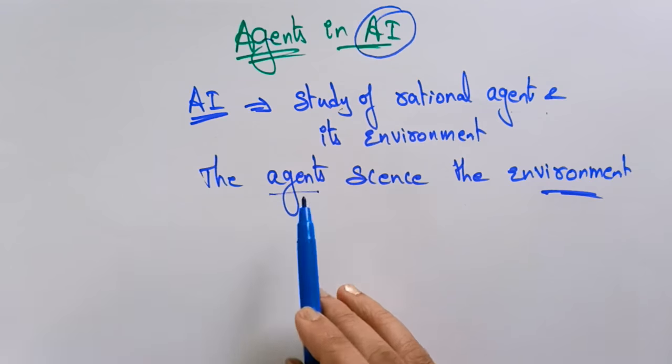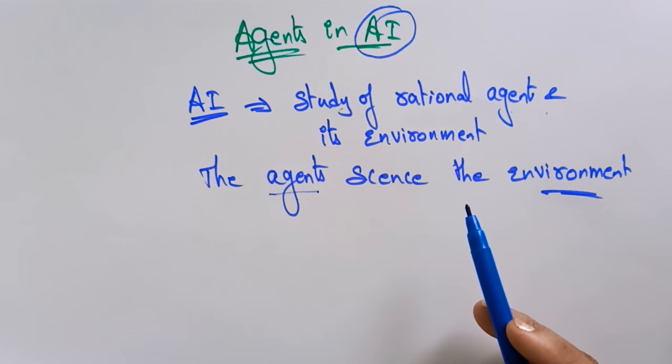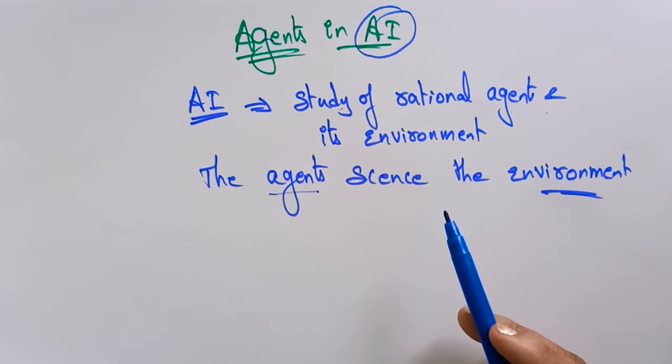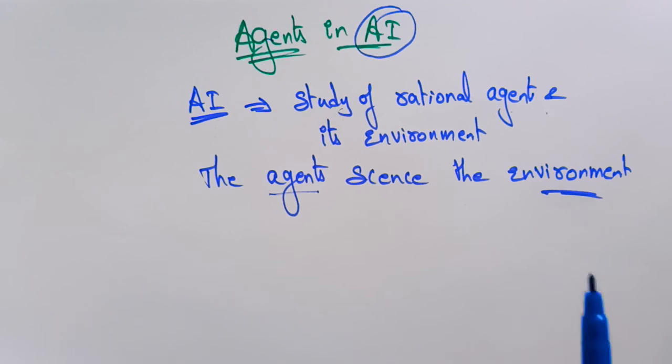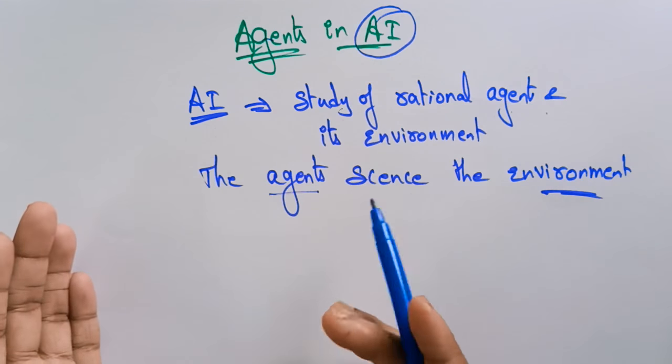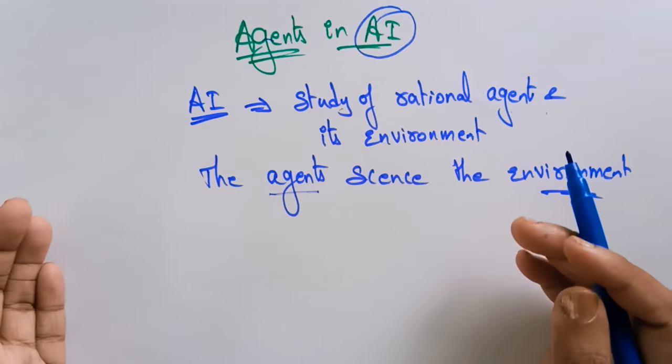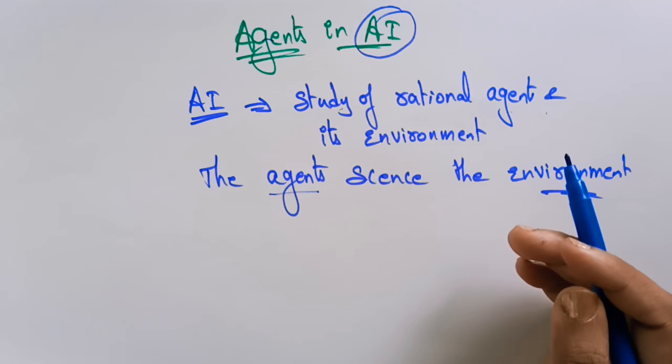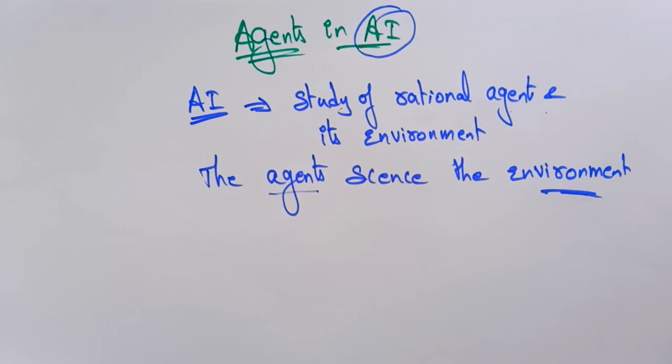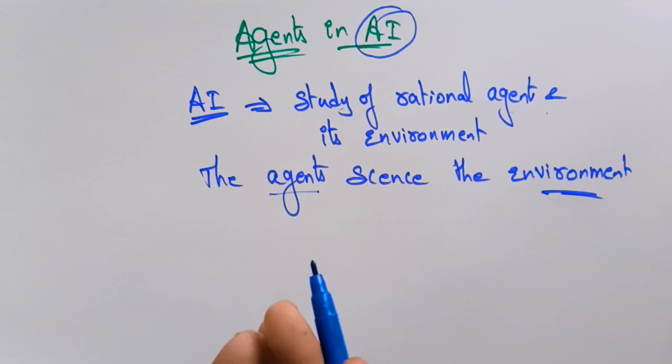An agent is nothing but a particular thing or piece of equipment that can sense everything. Suppose you take a car: a car is an agent. If it is an automatic, self-driving car, it can sense the environment. Environment is nothing but whatever we are able to see in this world. Suppose I'm an agent: the body I have, that physical structure, is an agent.